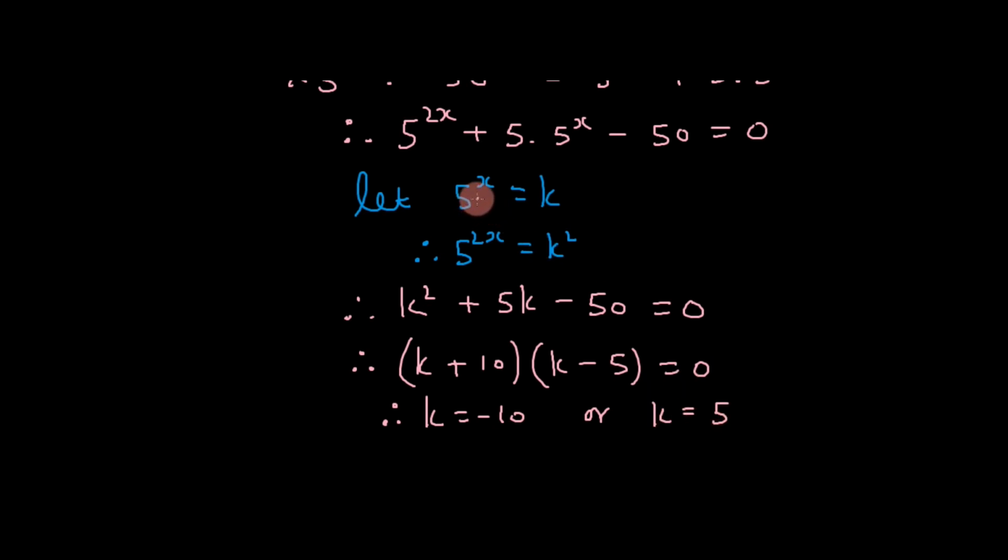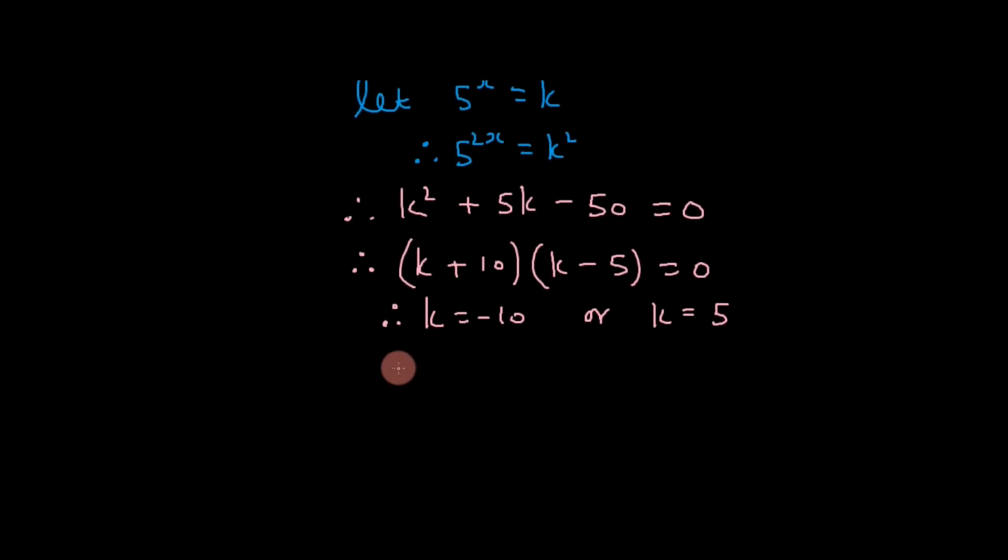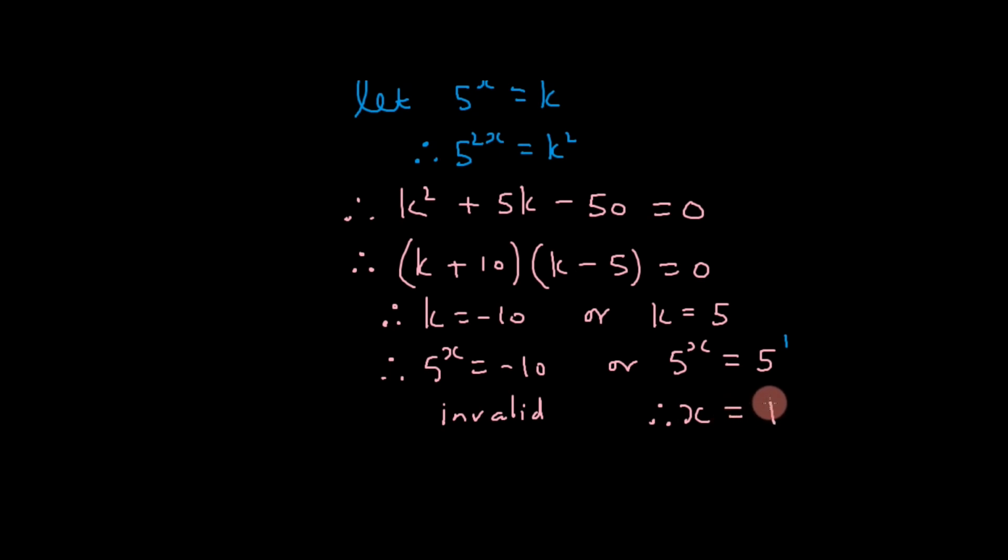Now k was equal to 5 to the x, so that means that 5 to the x is negative 10 or 5 to the x is 5. This equation will be invalid because no positive number raised to any power can give us a negative answer. In the second equation, we have 5 to the 1 on the right-hand side. So the bases are the same, and hence the powers are also the same. So x equals 1 only.